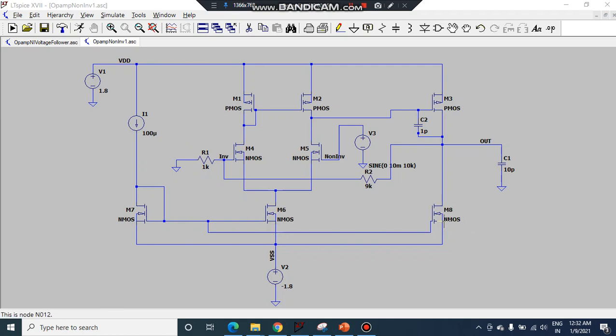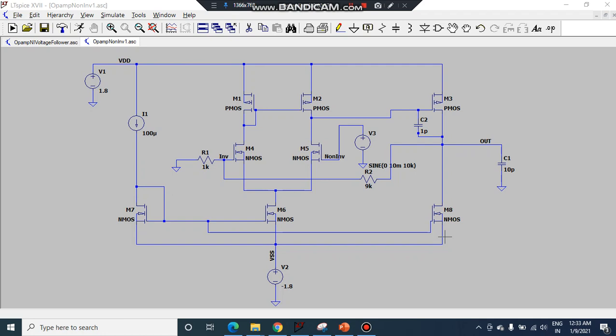M6 and M8, like in previous case, are having the same aspect ratio as that of M7. That is, the W by L for M7, M6, M8 and M3 is all same. The widths of M4 and M5, like in previous case, is half the width of M6, and similarly M1 and M2 are also having half the width of M6, because these branches will be supporting 50 microampere of current, while this one and this one will be supporting the current of 100 microampere.